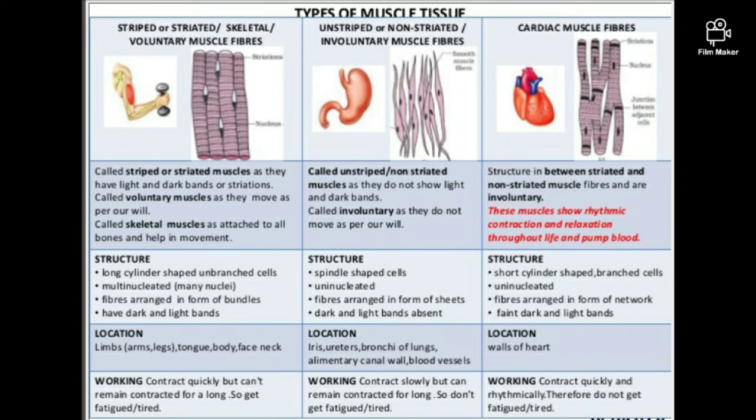Okay. Next is the cardiac muscle fiber. Cardiac, as the name suggests, are found in the heart only. They are involuntary. They are short, cylinder shape. They are branched. You can see the branches in the figure. Uninucleated, and the fibers are arranged in the form of network. You can observe a very light patterns, band patterns. They are not very prominent. They are located in the walls of heart and they have the capacity to contract quickly and rhythmically.